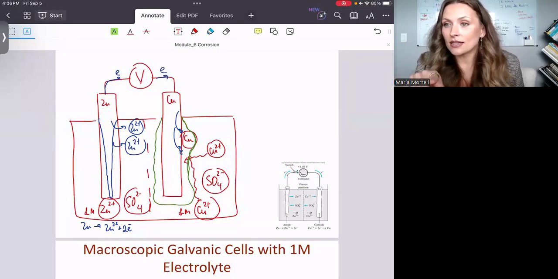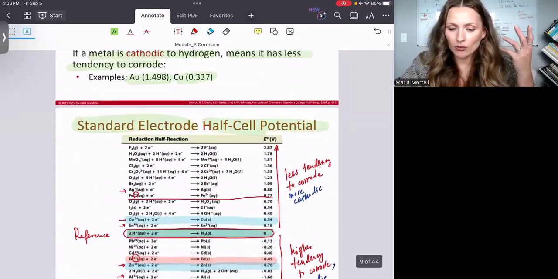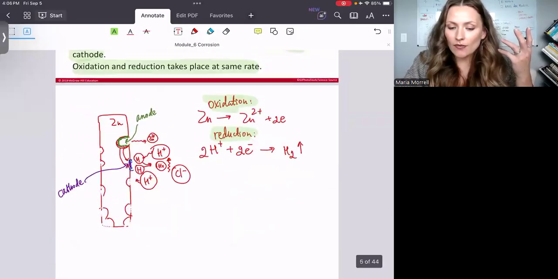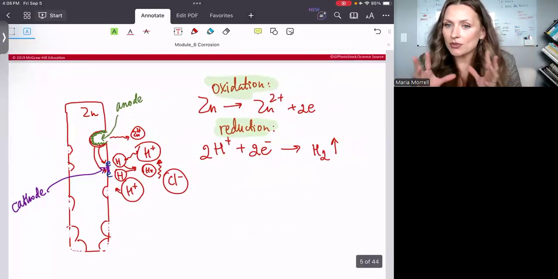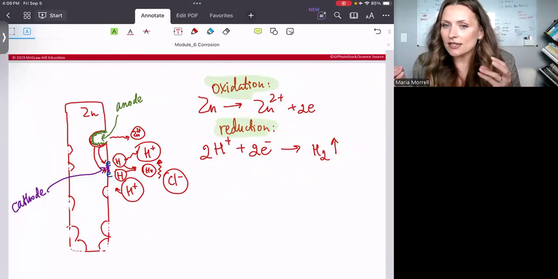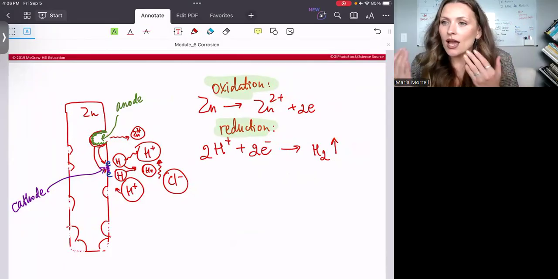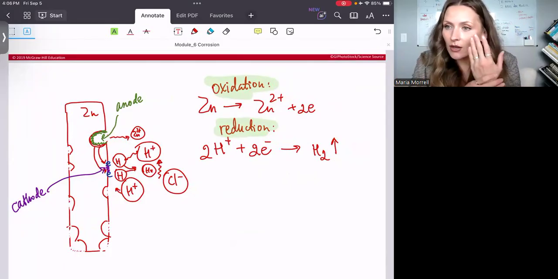This process can happen on one electrode, right? On one. And actually, I'll show you later. This is the exact same process when it happens on zinc, right? The only difference is that I don't have two separate electrodes. I actually have one zinc bar, but on that bar, I have a local anode and a local cathode.